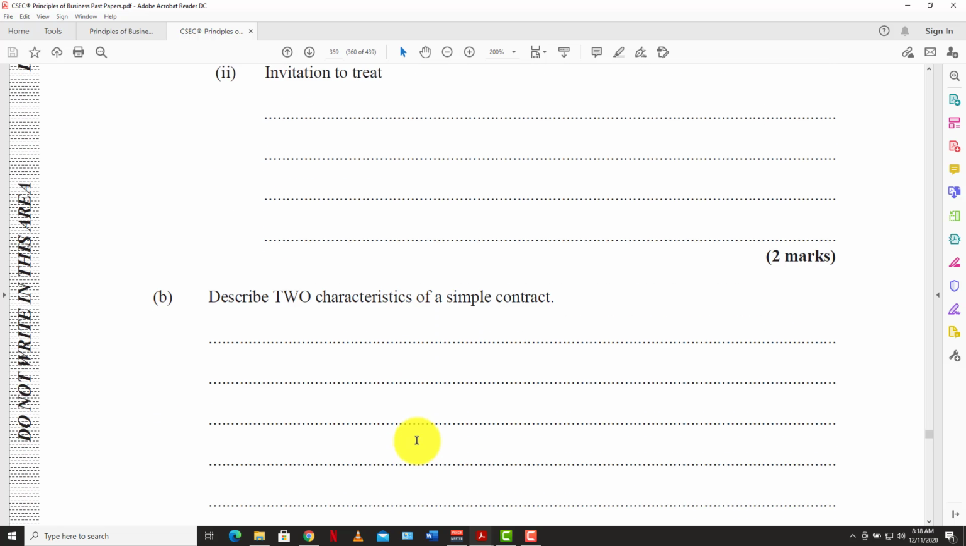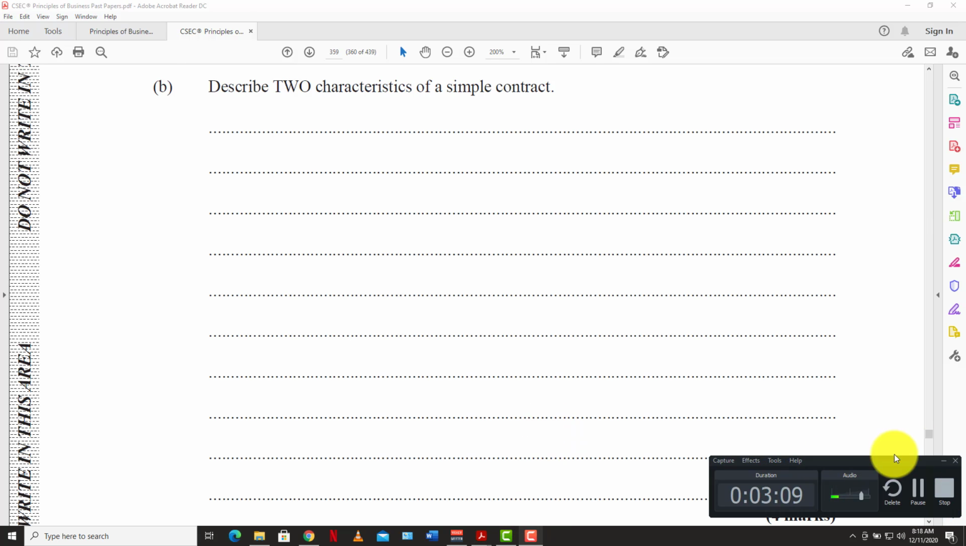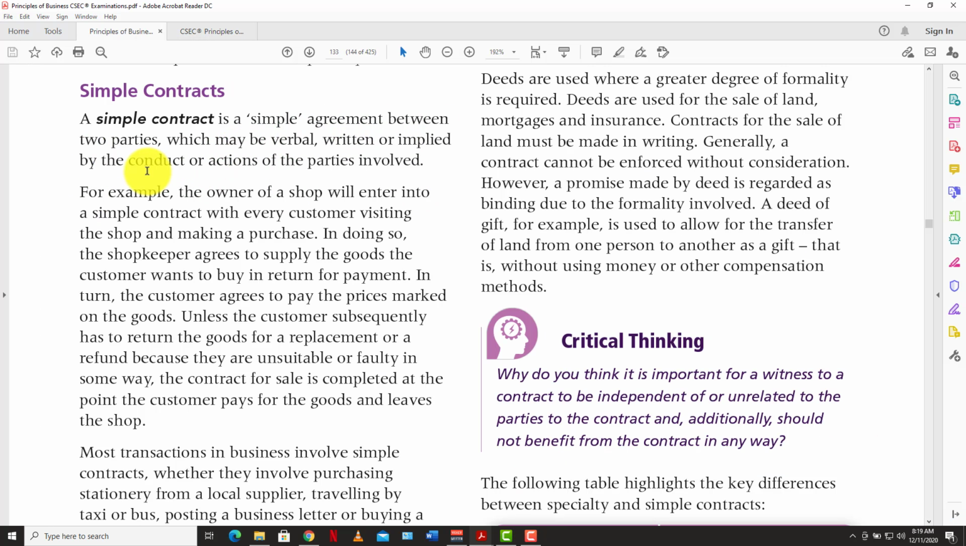Then the other part, number 2B, describe 2 characteristics of a simple contract. 2 characteristics of a simple contract. Most contracts in general would have some key parts: offer, acceptance, consideration. All those are in a contract. But a simple contract is a simple agreement between 2 parties which may be verbal, written, or implied by the conduct or action of the parties involved.